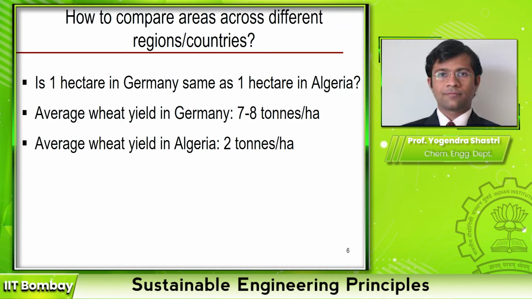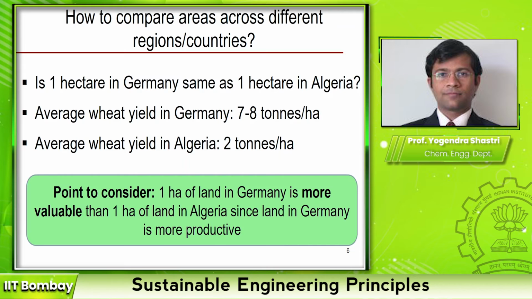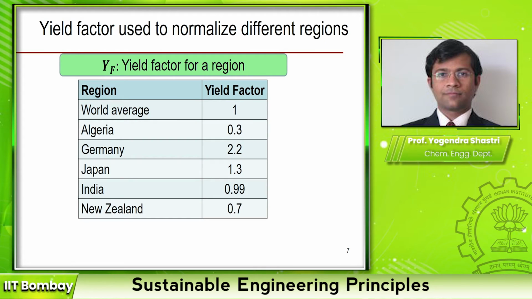So if an individual is using land equivalent of 1 hectare in Germany versus land equivalent of 1 hectare in Algeria, are they the same? Should they be considered the same? This is the point that we have to now answer, because land in Germany is more productive. Now the answer to this question is no. 1 hectare in Germany will not be equivalent to 1 hectare in Algeria, and this is captured in the ecological footprint calculation method by using something known as the yield factor.